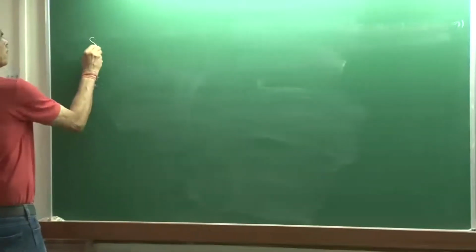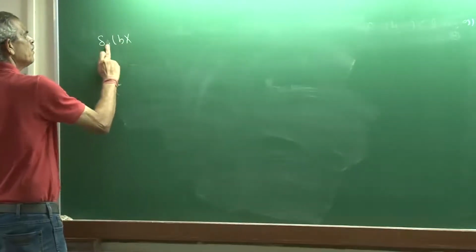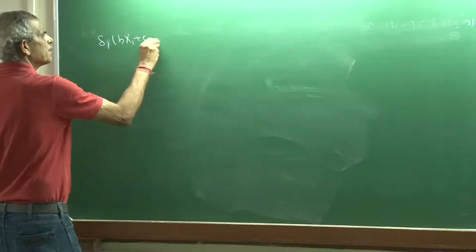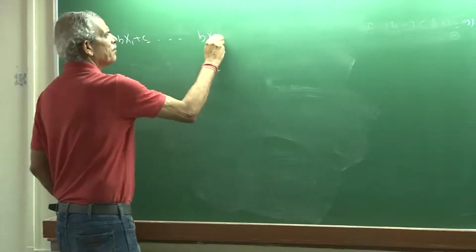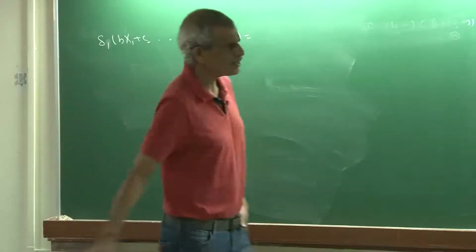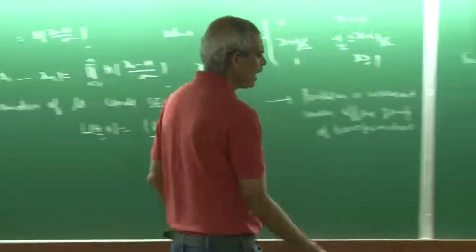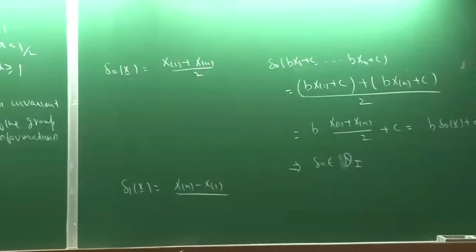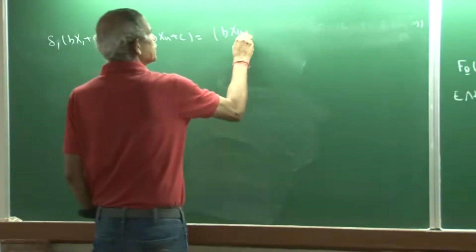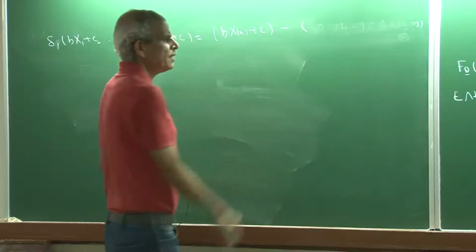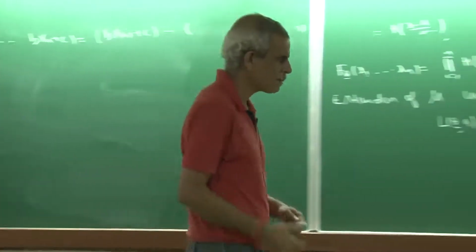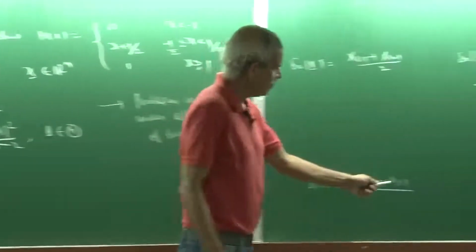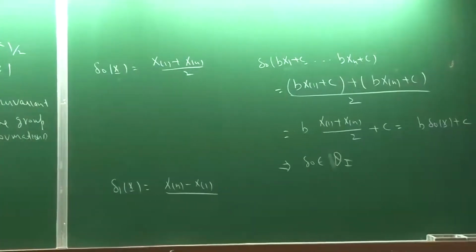So delta 1 of (bx1 plus c, bxn plus c), how much is that? Xn, I have seen, under bx1 plus c, bxn plus c would get transformed to bxn plus c. Similarly, the minimum would get transformed to b times the minimum plus c because b is positive.